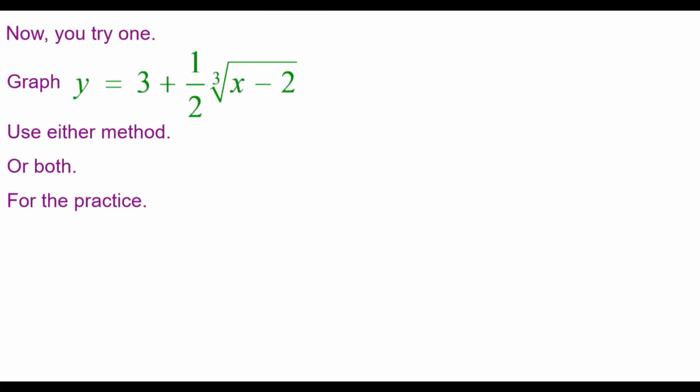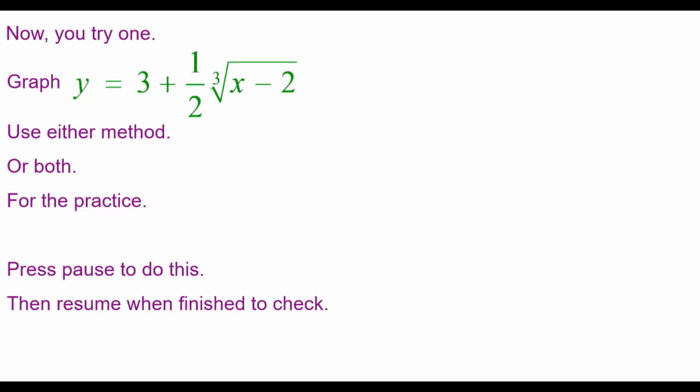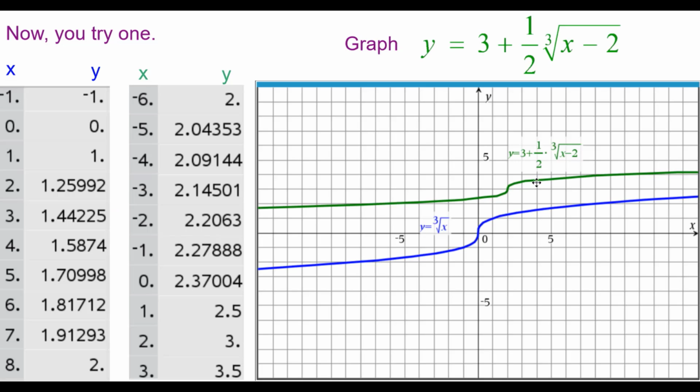Now you try one. Graph y equals 3 plus 1/2 times the cube root of the quantity x minus 2. Use either of the two methods or both for the practice. Press pause to do this and then resume when you're finished to check your answer. And here is your answer in green and also the table so you can check your ordered pairs.